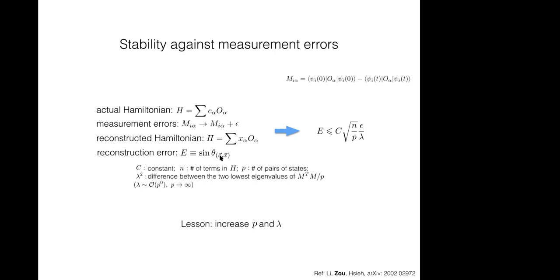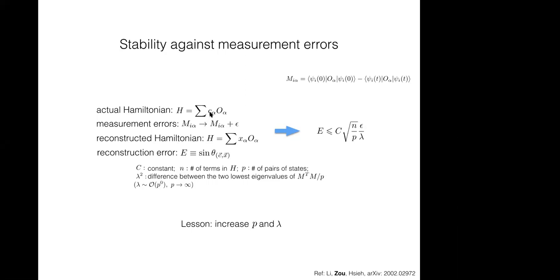And there may be some reconstruction error, which we identify as the sine of the angle between the C vector and the X vector. In our paper, you can find a proof that the reconstruction error is upper bounded by this quantity. Here, epsilon is the error, n is the number of terms in the Hamiltonian, p is the number of pairs of states, and lambda is such that lambda squared is the difference between the two lowest eigenvalues of this matrix. So lambda squared is the gap of this matrix. And it turns out when I define it in this way, lambda doesn't scale with p when p goes to infinity.